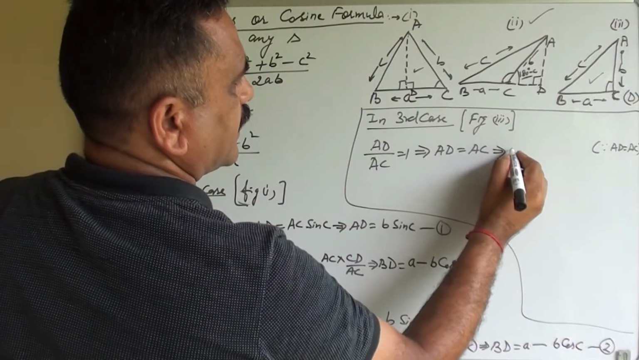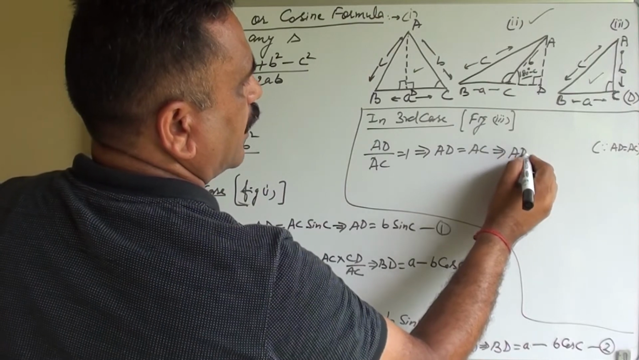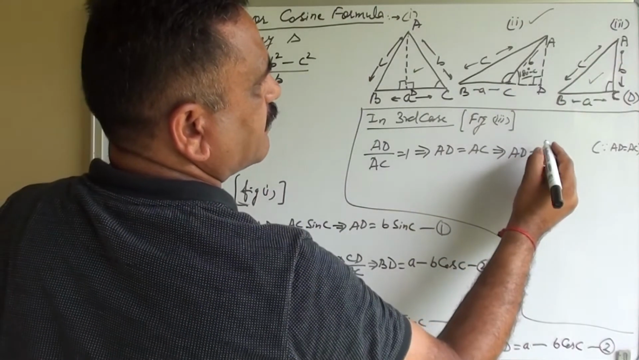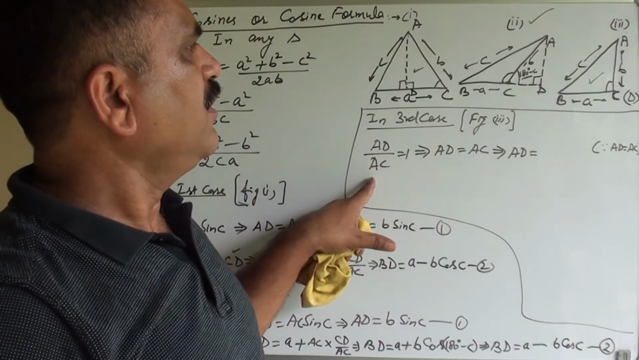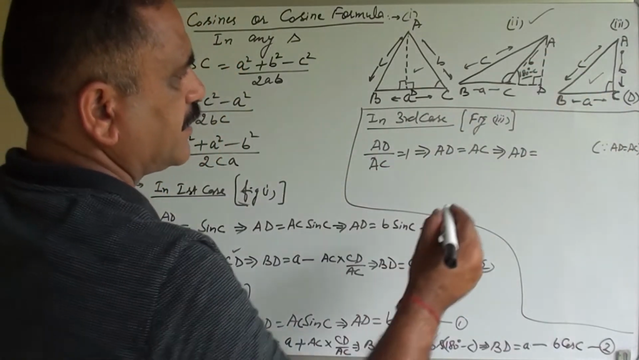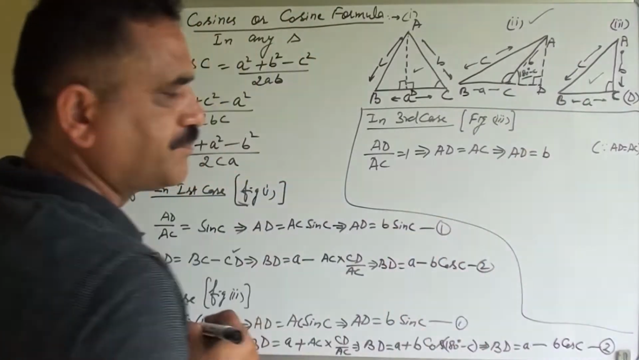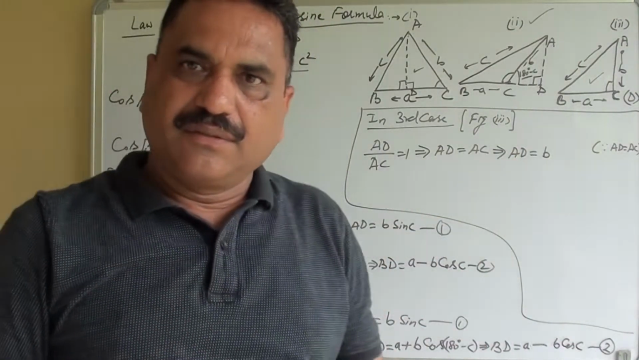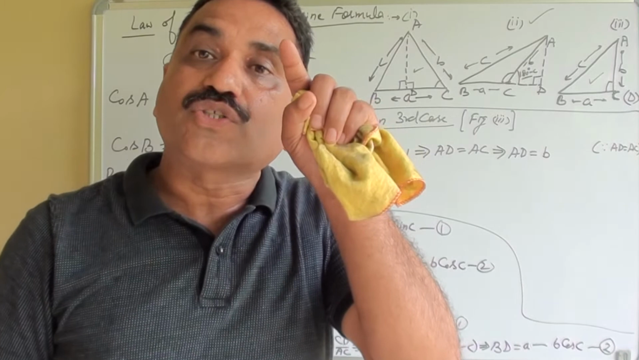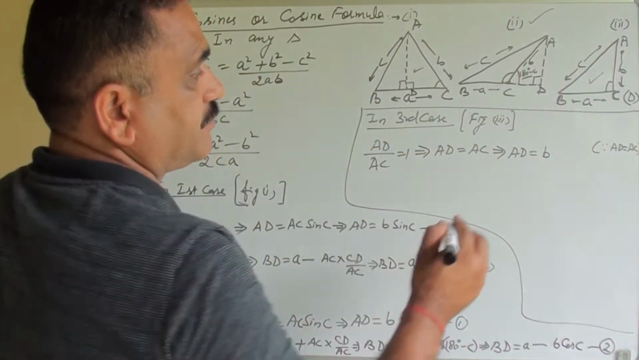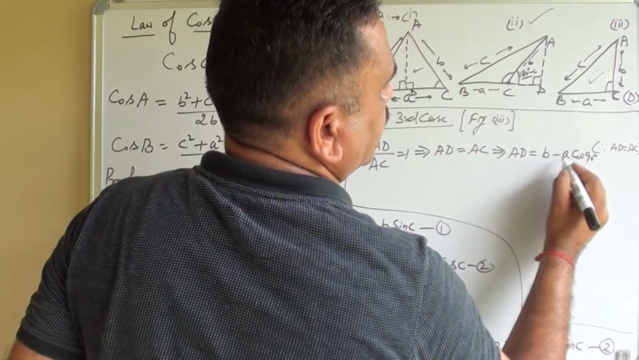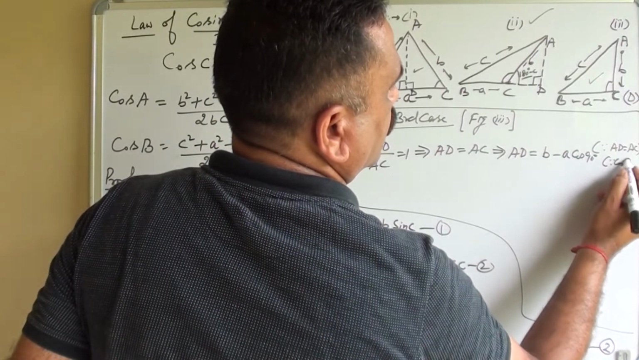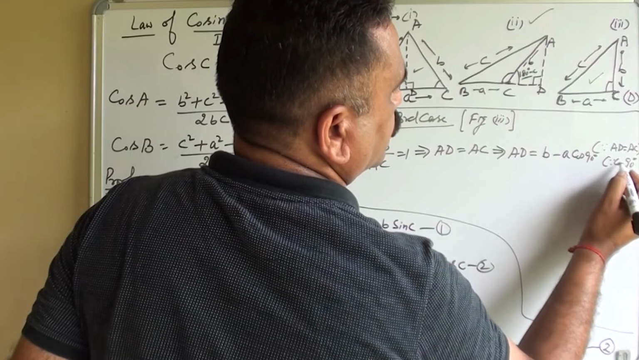So this implies, how we can write AD? AD can be written as AD upon AC. AC is B. And what is the value of cos 90? Cos 90. We can write it like this. Cos 90 degree. Why? Because cos 90 is equal to 0.